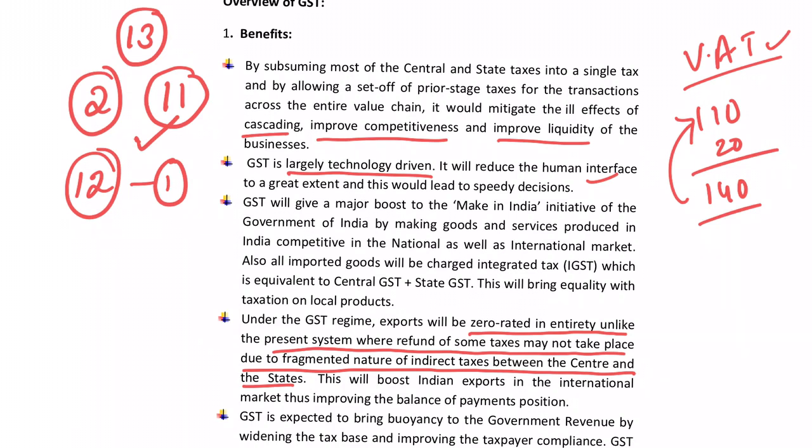GST is expected to bring buoyancy to the government revenue. You may ask me, sir, the overall taxes have reduced. I hardly paid some 13-14 rupees. Earlier I had to pay 50-60 rupees. So what is beneficial for me? Should I, when I'm talking as a government, think of normal things or should I think of GST? Always remember, earlier tax evasion was more. Now with this, the tax base will improve because everyone has to maintain the records. When they maintain the records, the number of people who pay the taxes will be more. So that leads to more taxes coming to the government.